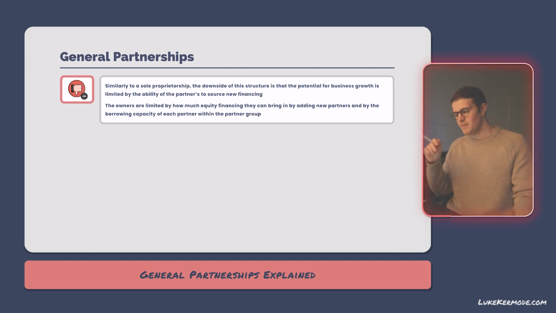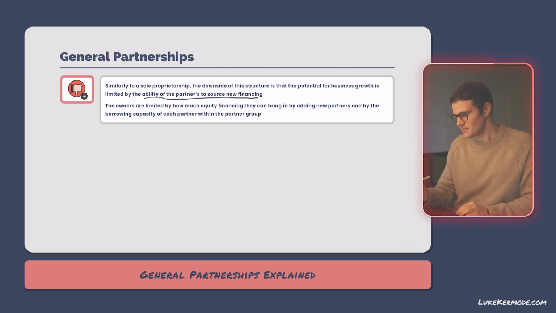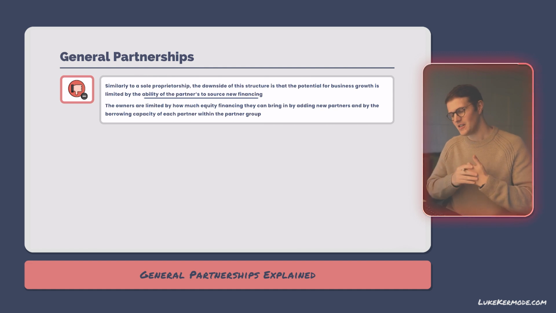And then similarly to a sole proprietorship, the downside of the structure is that the potential for business growth is limited by the ability to source new financing. So, how many new partners can you really bring in to add additional capital? There's an upper limit to that. There's only so many new partners you can bring in without diluting ownership too much, or it just not being necessary to bring in any more partners.